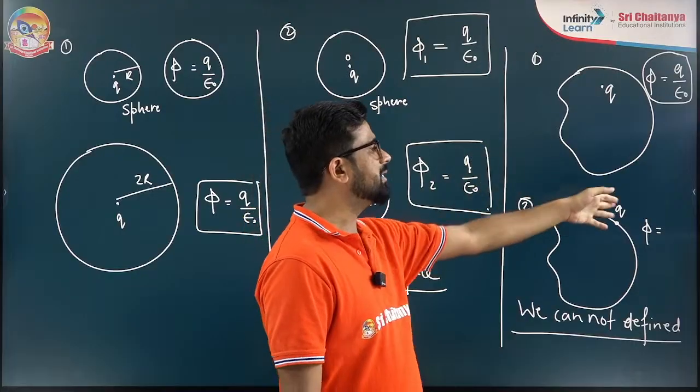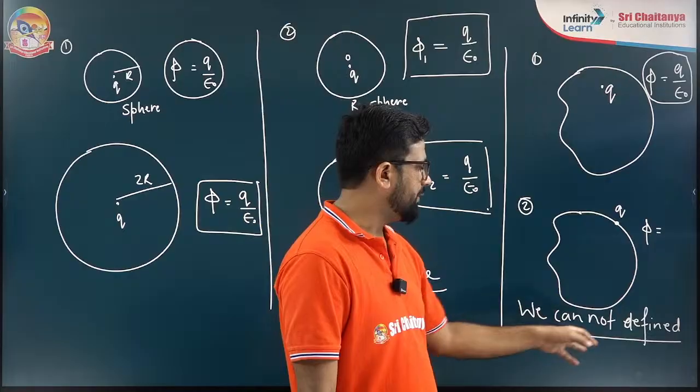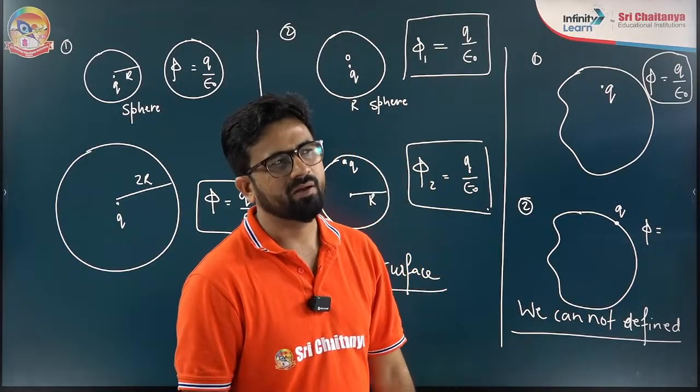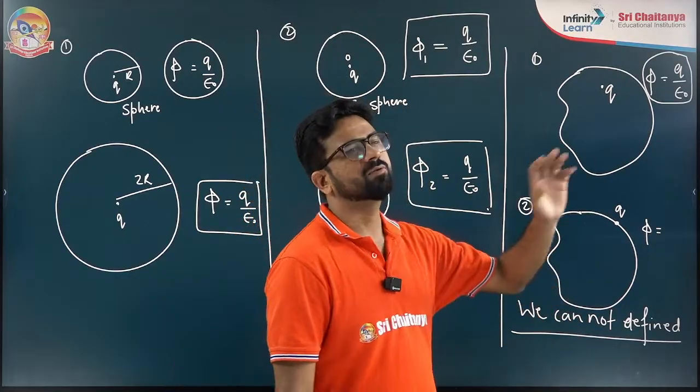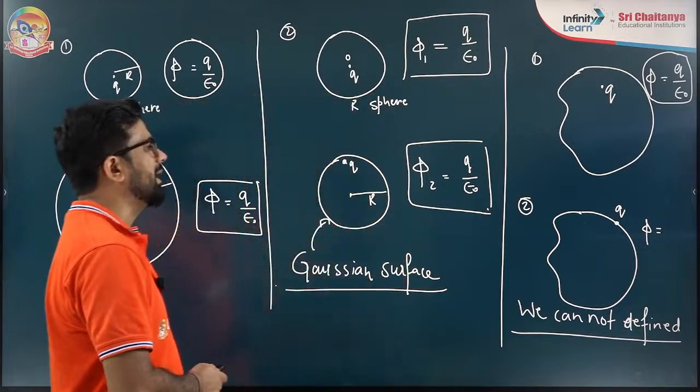But if a discrete charge is placed on the surface, we cannot define the flux associated with it. That is one thing we discussed in the last class.